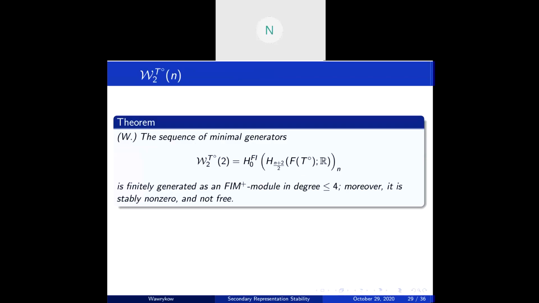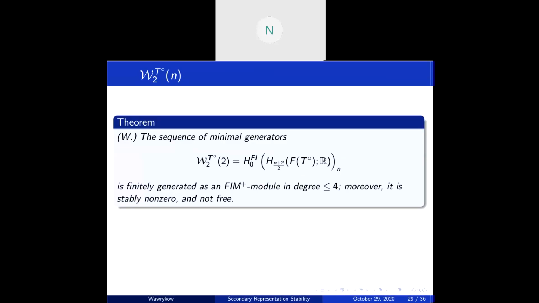So as a result, this is the theorem that I was able to prove, the sequence of minimal generators. So if we add 2 points, so if we have n points and we consider the homology group of n plus 2 over 2, then the sequence of minimal generators is going to be finitely generated as an FIM plus module in degree 4. More interestingly, this is going to be non-zero in the long run, and it's not free as an FIM plus module. So we found something that is new, that isn't on one of the two extrema.